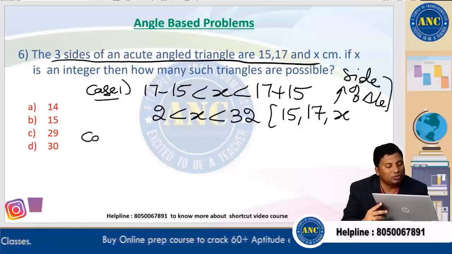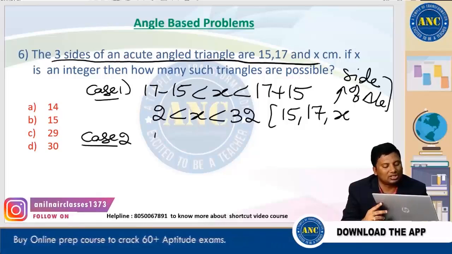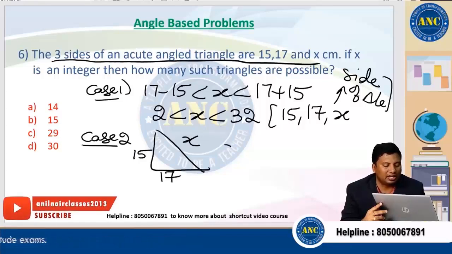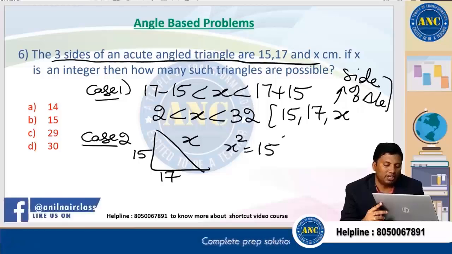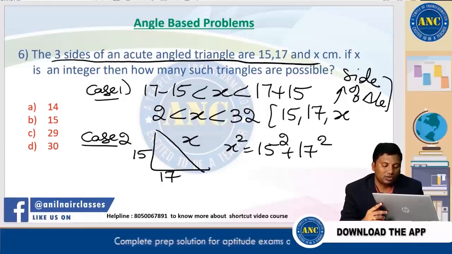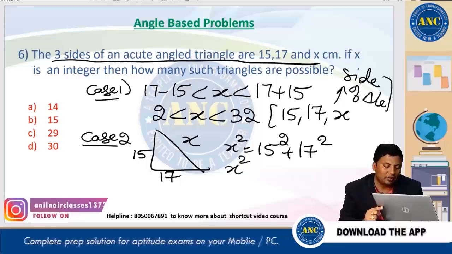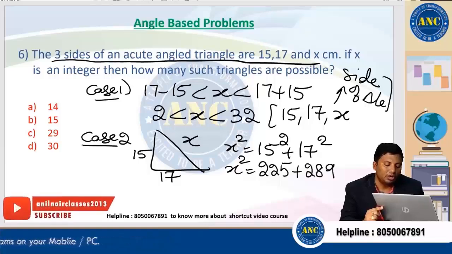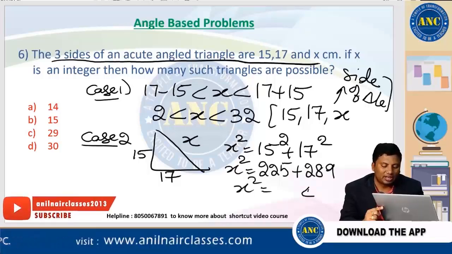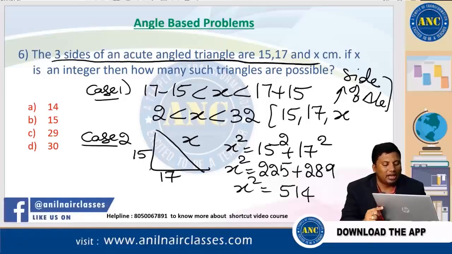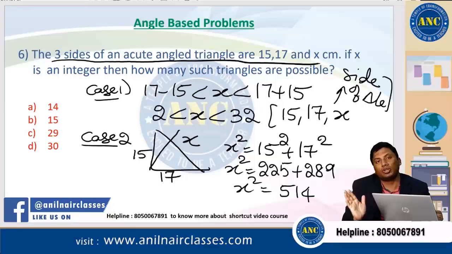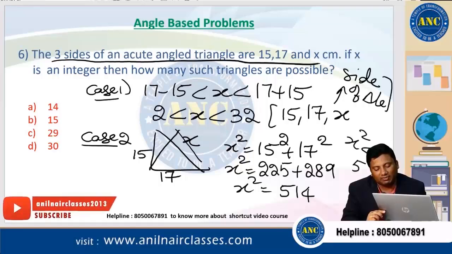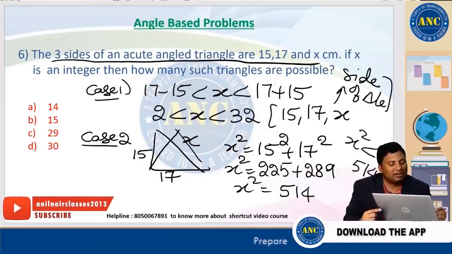Case 2: if x is the largest side, then x square is equivalent to 15 square plus 17 square. So x square is 225 plus 289, which is 514. Acute angled means it moves to the right side, hypotenuse decreases. That means x square is less than 514.